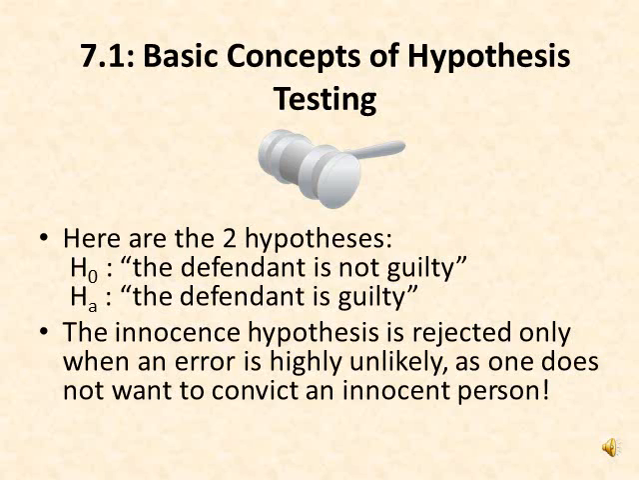Here are the 2 hypotheses. The null hypothesis states that the defendant is not guilty, while the alternative hypothesis states that the defendant is guilty. The innocence hypothesis is rejected only when an error is highly unlikely, as one does not want to convict an innocent person.